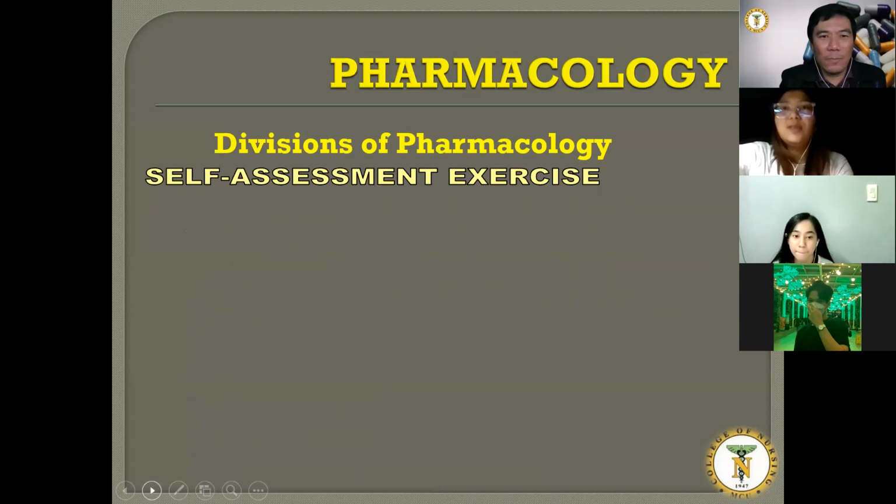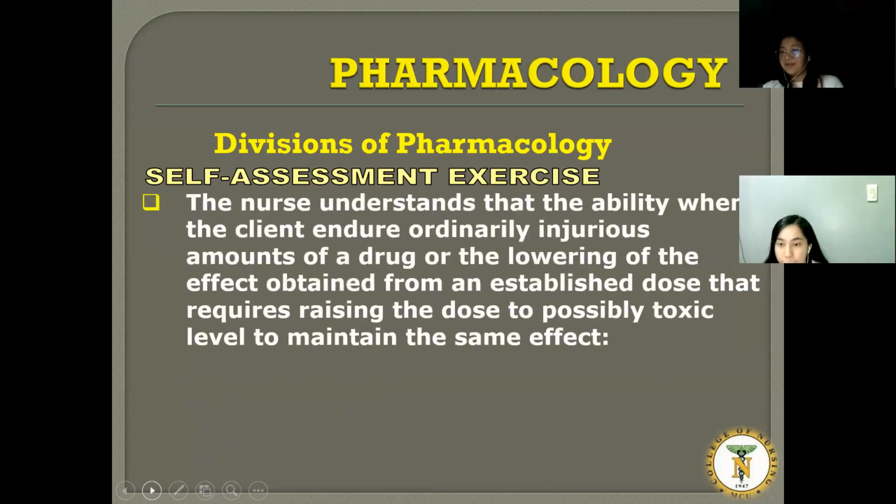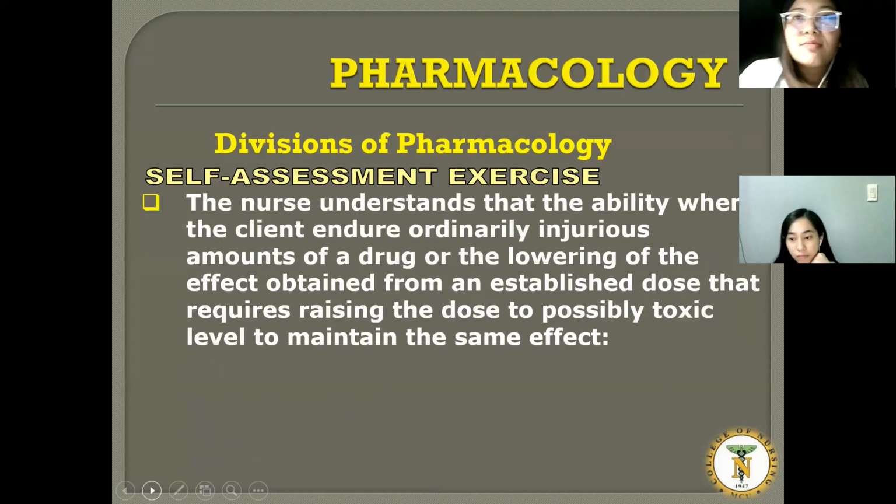Okay, next question. The nurse understands that the ability when the client endures ordinarily injurious amounts of a drug, or the lowering of the effect obtained from an established dose that requires raising the dose to possibly toxic level to maintain the same effect. If you read this type of question, it's confusing. At the time that I encountered this question, it made me read again 3 times. Ano daw? That is my initial reaction.